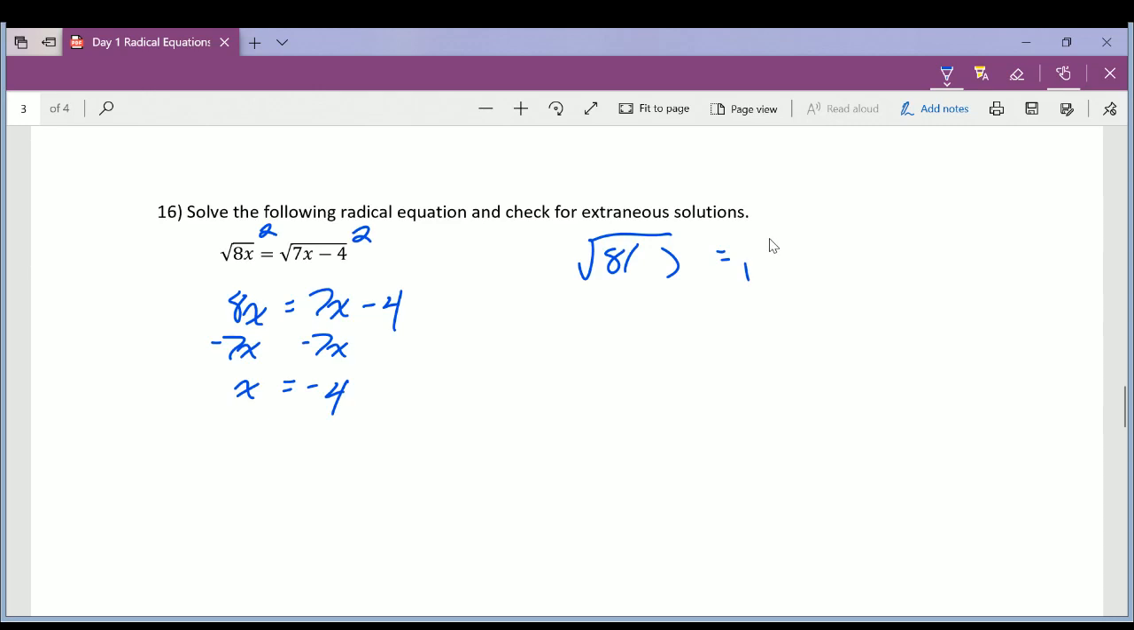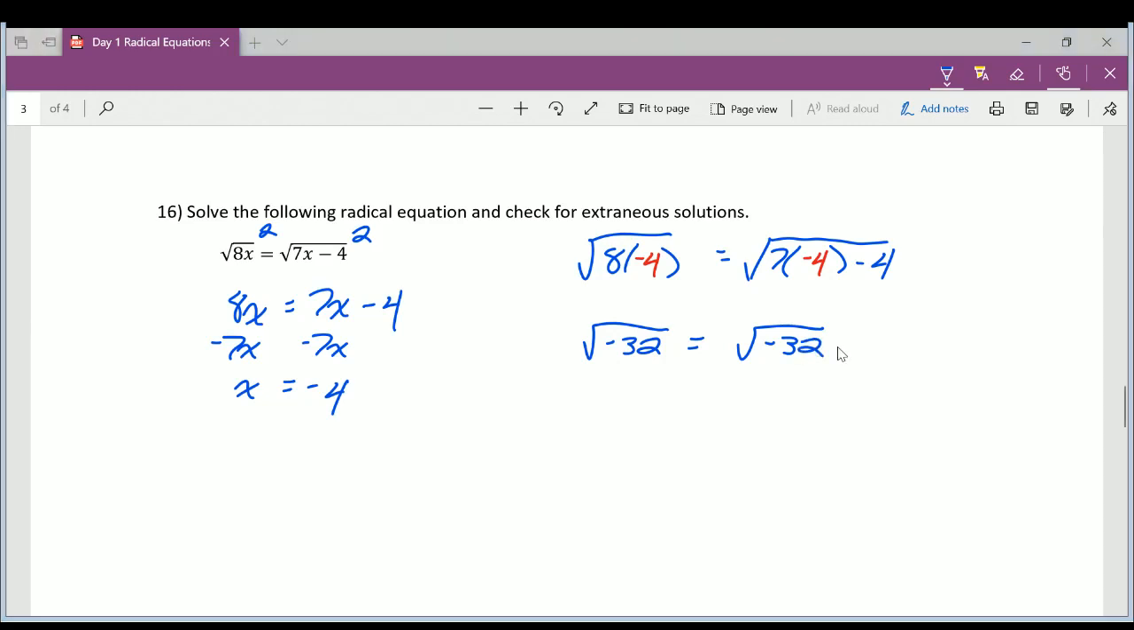So here we go. Square root of 8x and square root of 7x minus 4, and inside both of those parentheses, we will put negative 4. Okay, well, 8 times negative 4 is negative 32. And negative 4 times 7 minus 4 is also negative 32.